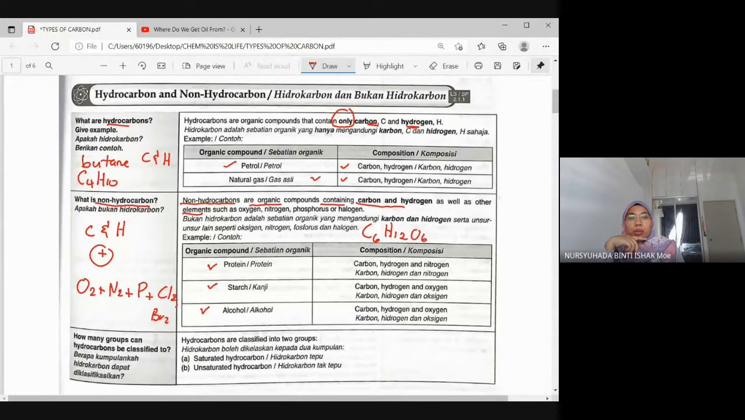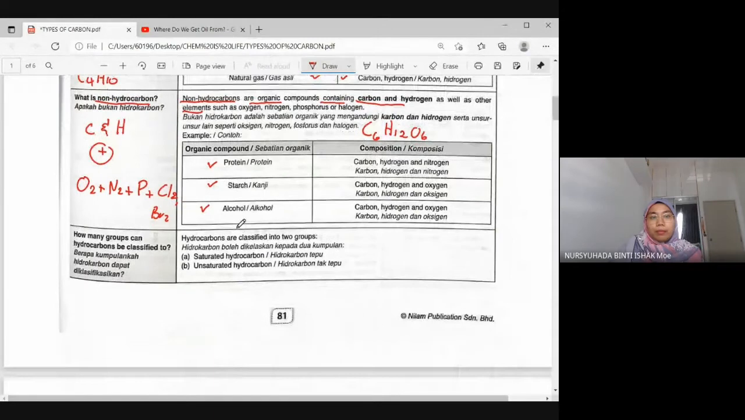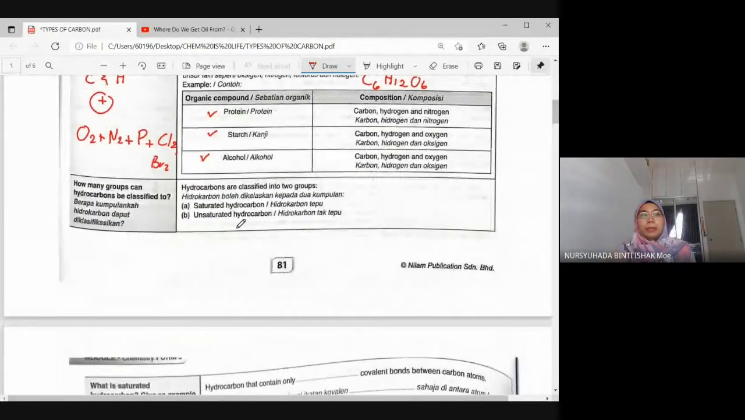C6H12O6. Nampak ada O, ada H, ada C. So this one is non-hydrocarbon organic compound. Alright, boleh beza ya hydrocarbon and non-hydrocarbon? Okay, boleh ya? Kalau boleh beza, then I proceed to the next one. Boleh?